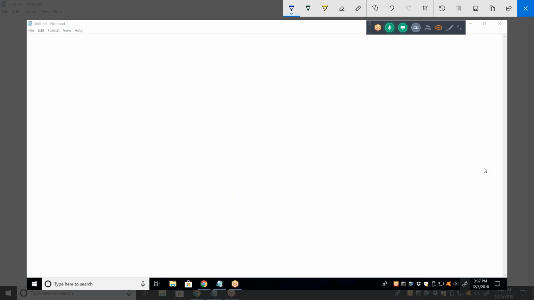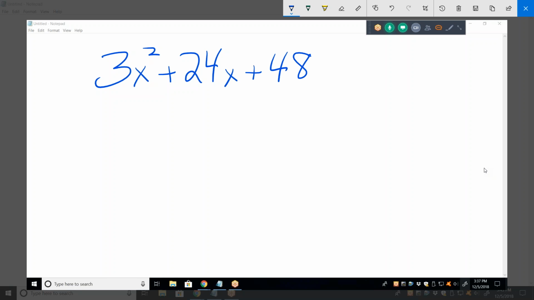Okay, what else? Let me know if you need me to make you the presenter, if it's hard to describe. It's 3x squared plus 24x plus 48. And the question is the discriminant and how many real zeros.